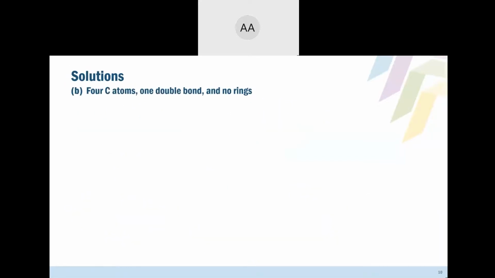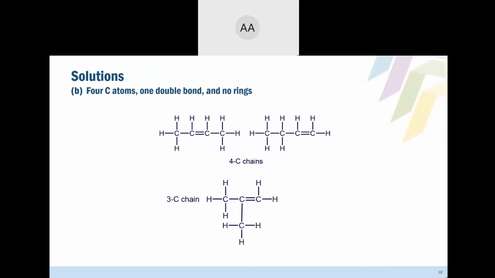Let's have a look at solution B. 4 carbon atoms, 1 double bond and no rings. So you can see we've got 2 options for the 4 carbon chains. Those of you that can remember isomers will understand why. We've only got 1 option for the double bond branching from carbon number 3 to 4. And we'll look at isomers a little bit later on, as I said in the agenda. And then we also have the 3 carbon chain with a double bond. Well done.